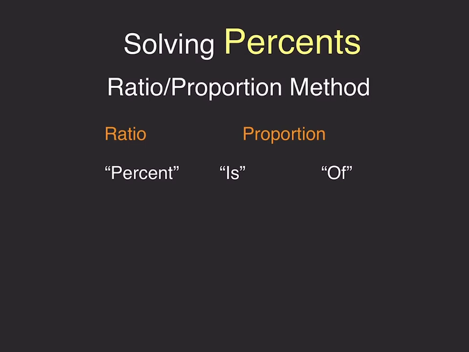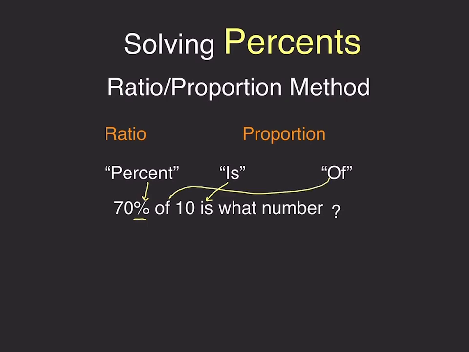Now that we remember how to use ratios and proportions, there are 3 words that we need to focus on in doing this method. One of them is percent, another is is, and the other one is of. Here's an example of a question for percents: 70% of 10 is what number? Instead of the word percent, we have the symbol, but there's percent. Here's that word is, and of is over here.